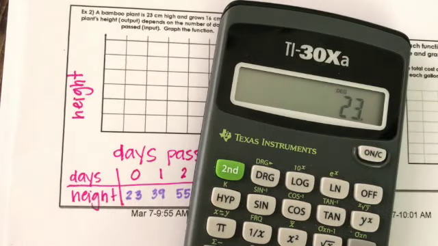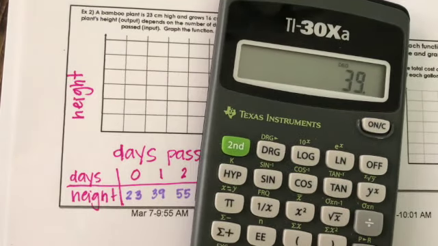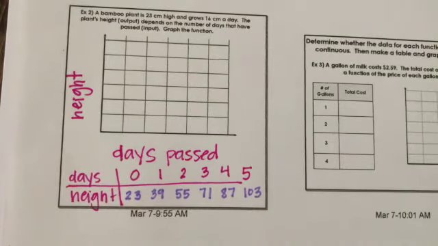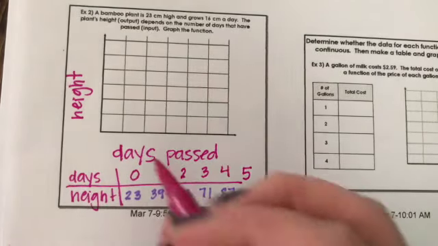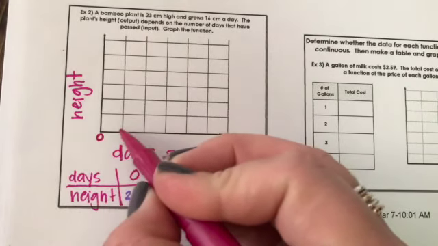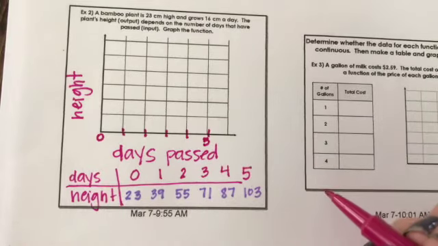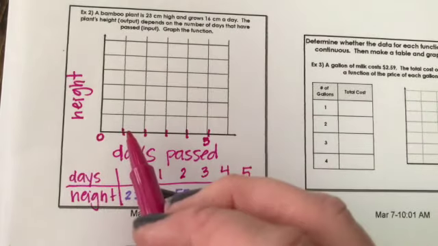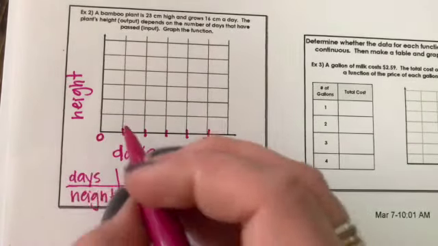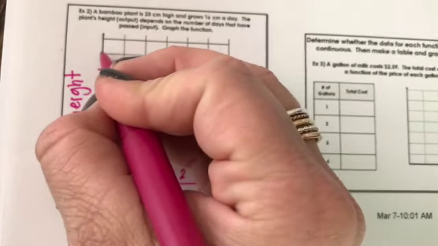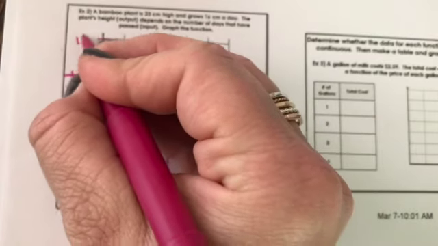So 23 plus 16 is 39, plus 16 is 55, right? 71, 87, and 103. Okay, so what I'm going to do is say down here, this is 0 days past, 1, 2, 3, 4, and 5 days past. And then going up the side, I need to go from 20 to 103, so I'm just going to count by 20. 20, 40, 60, 80, 100, 120.